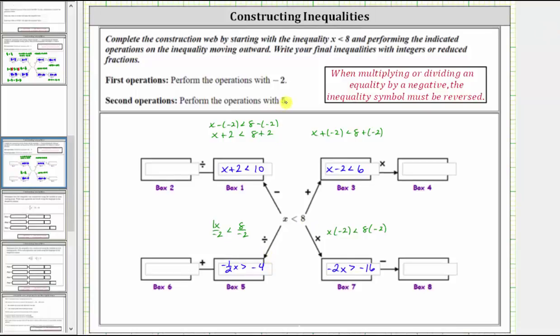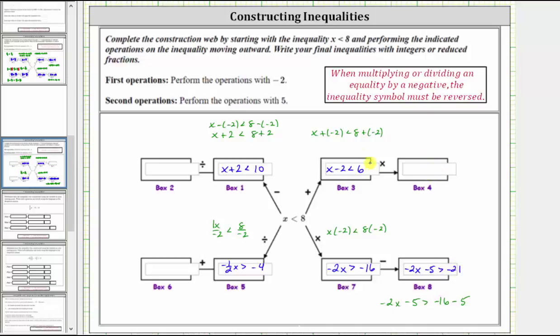And now for the next operation, we use +5. So in this direction, we take this inequality, and now we subtract +5 on both sides. This gives us -2x minus +5 is greater than -16 minus 5. Because we did not multiply or divide by a negative, the inequality remains the same. So on the left, we have -2x minus 5 is greater than -16 minus 5, which is -21.